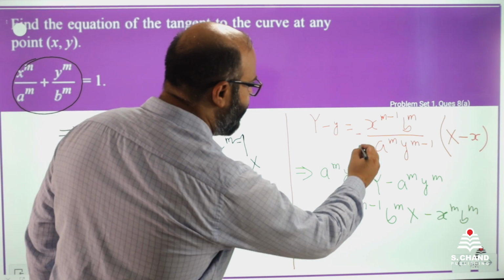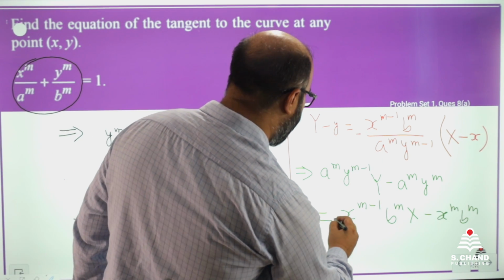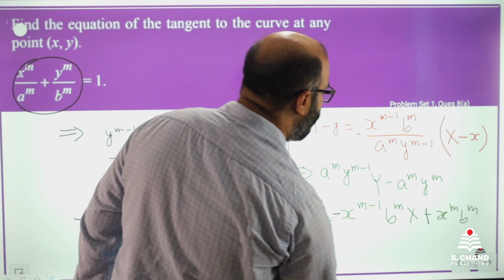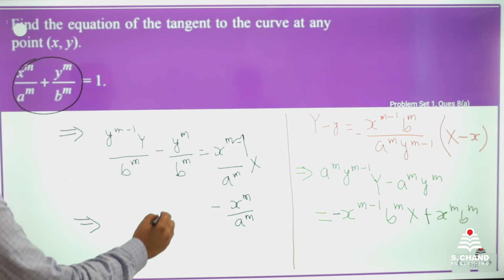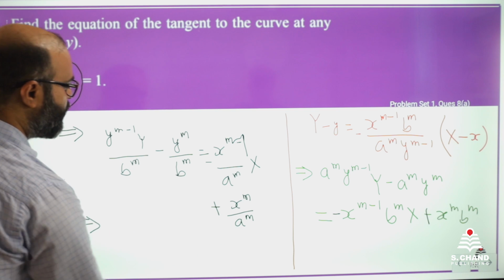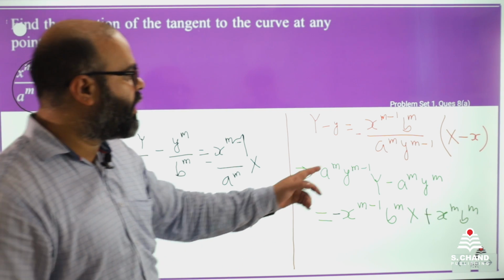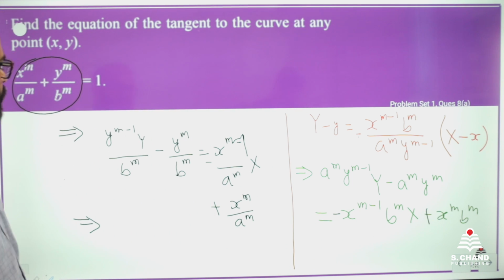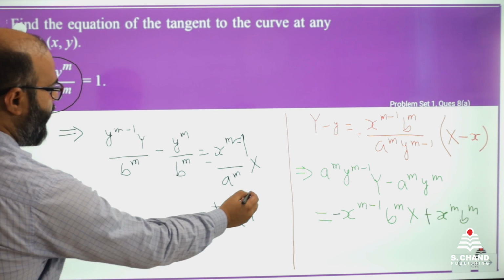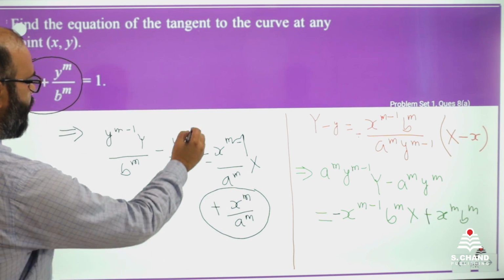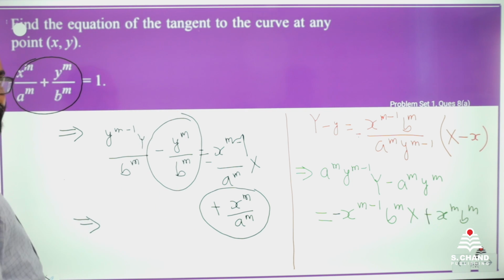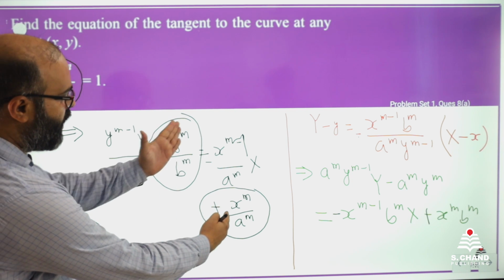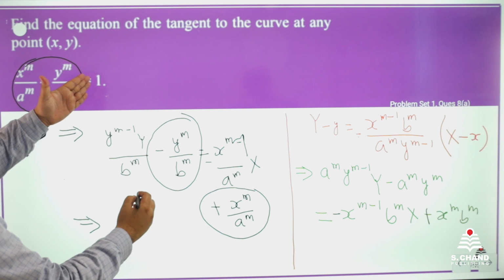This was a minus sign, right? So we skipped a minus sign. This is minus, so this will become plus. And this is again minus, this will become plus. Right? We skipped a minus sign here. This is a minus sign, so we have to take minus and this will become plus. And then we have x to the power m by a to the power m plus y to the power m by b to the power m. This we take on the right hand side. It will be equal to 1.